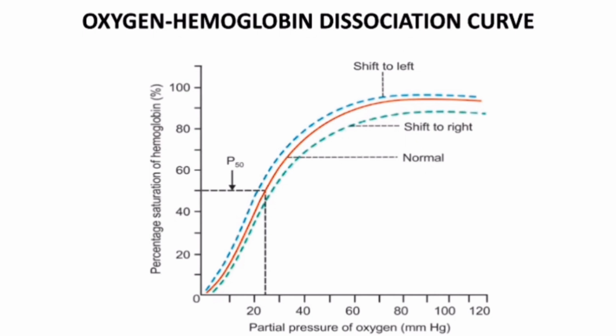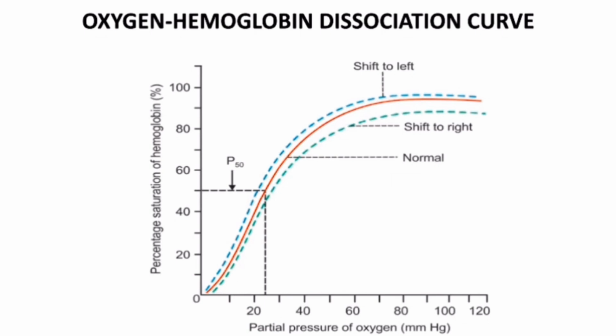Normally, 100% saturated means what? The partial pressure of oxygen is around 100. It may not be exactly 100, it can be around 95 or 97. If the partial pressure of oxygen is 100 mm mercury or above, the hemoglobin is almost fully saturated, above 90 percent. When it is 60 mm mercury, saturation is between 80 and 90. So even if the partial pressure of oxygen falls to 60, the hemoglobin is still 90% saturated. That is because of the plateau phase.